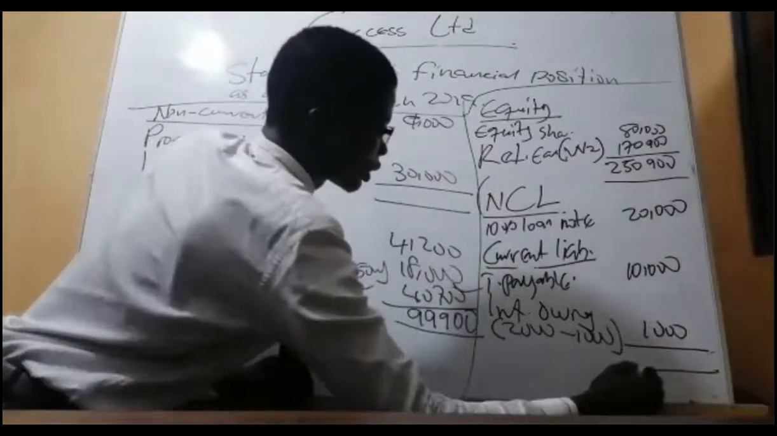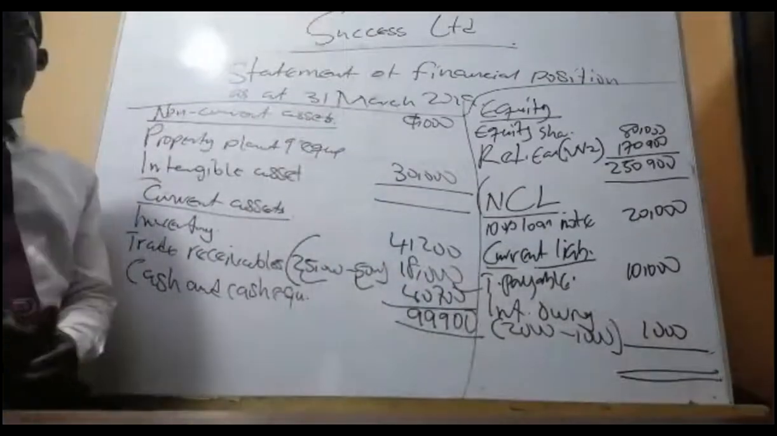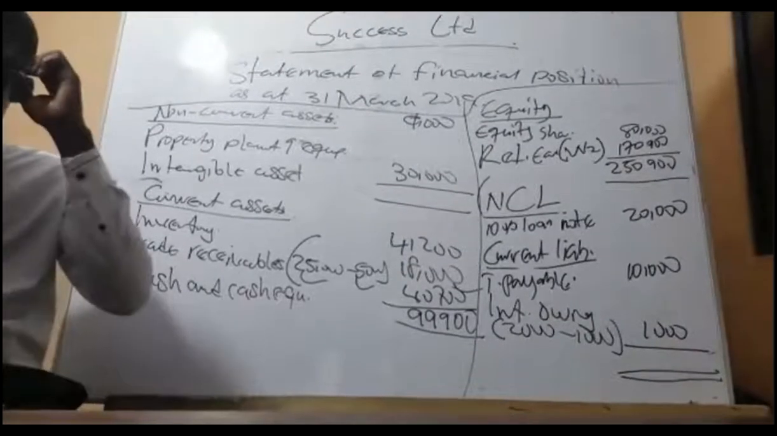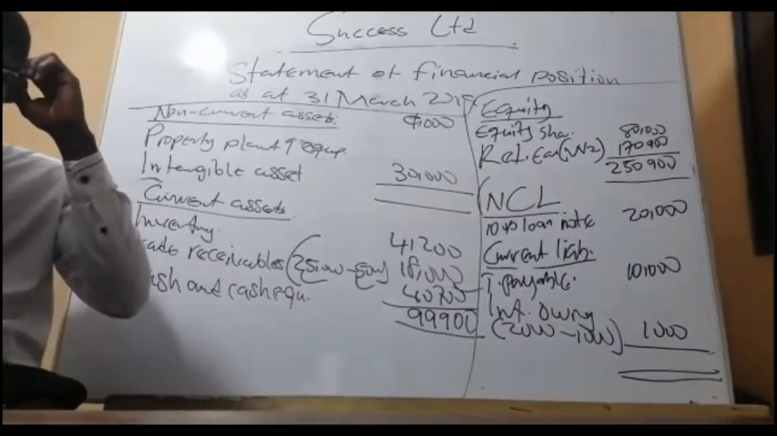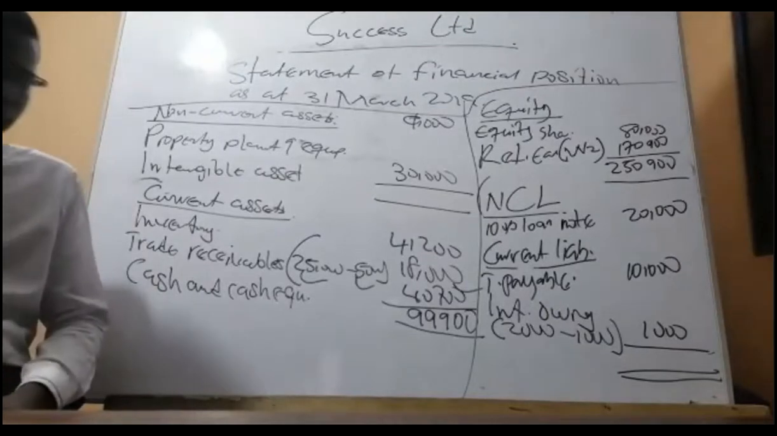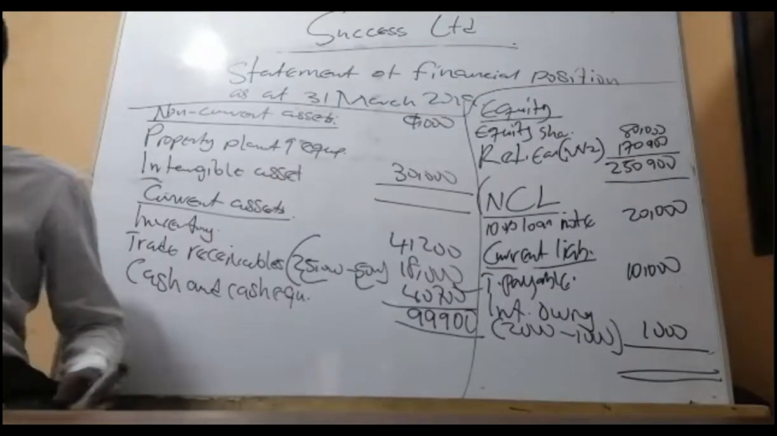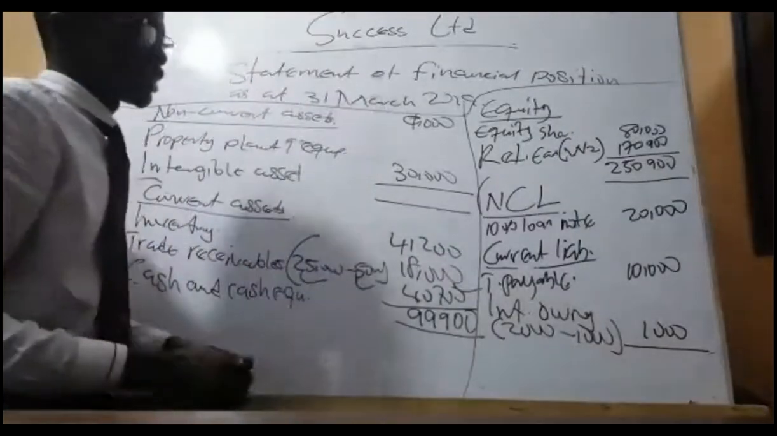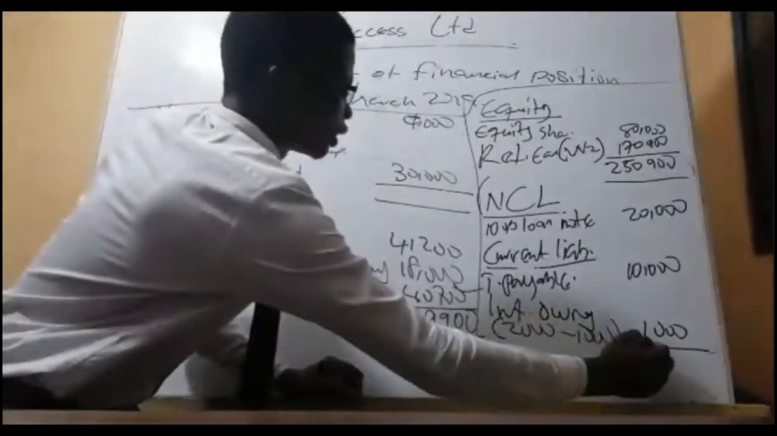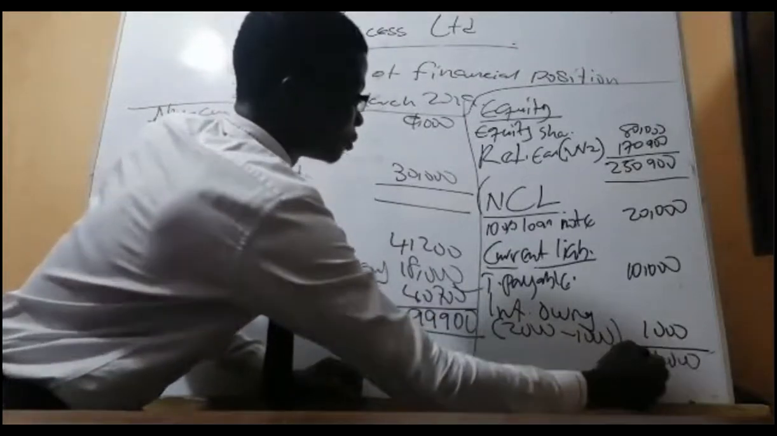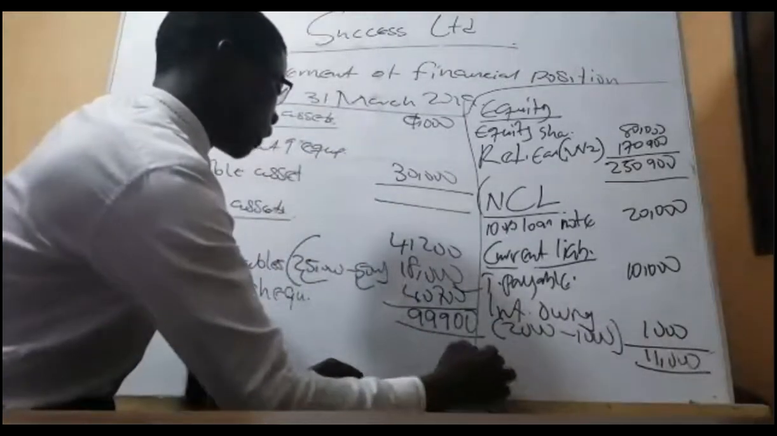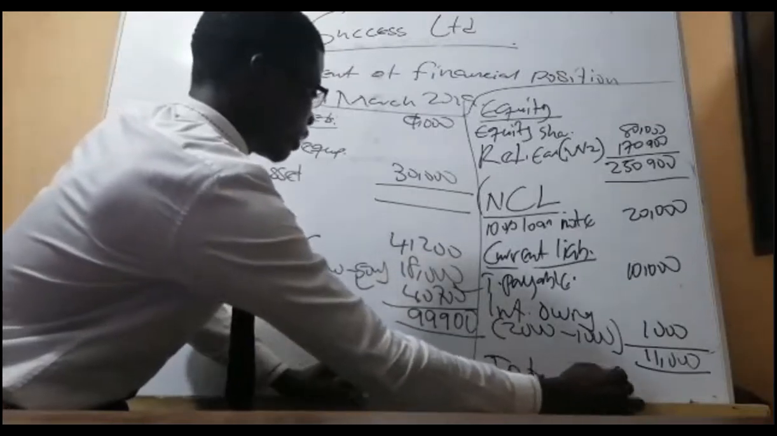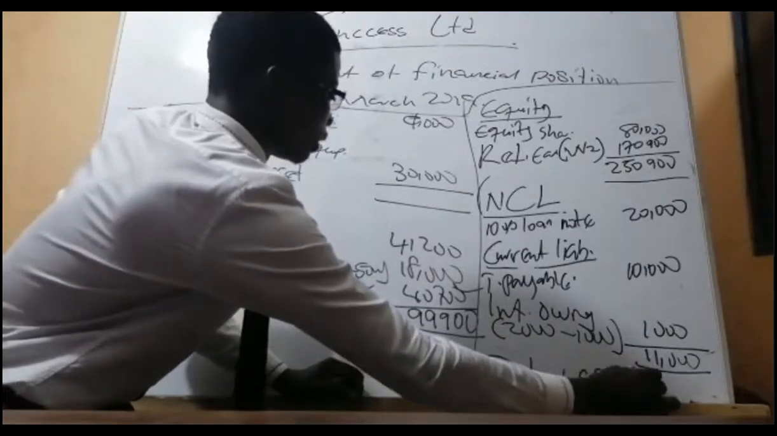So therefore, what is the total equity and liabilities? We can find the current liability first, and have what? 11,000, right? Then finally, we go to total equity and liabilities.